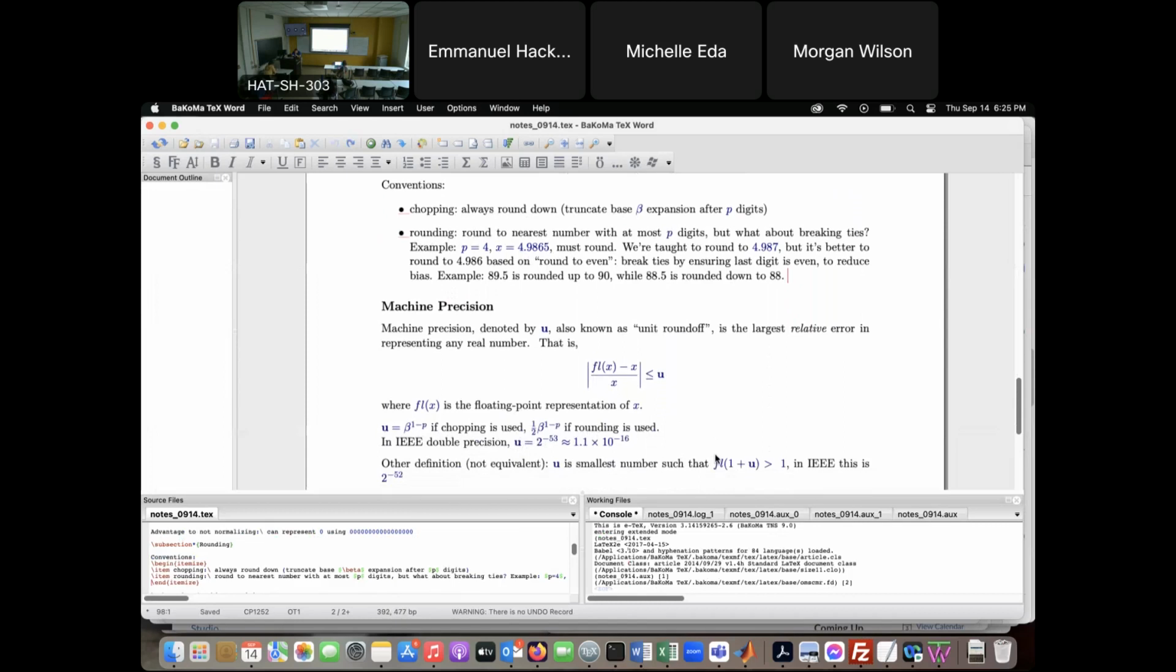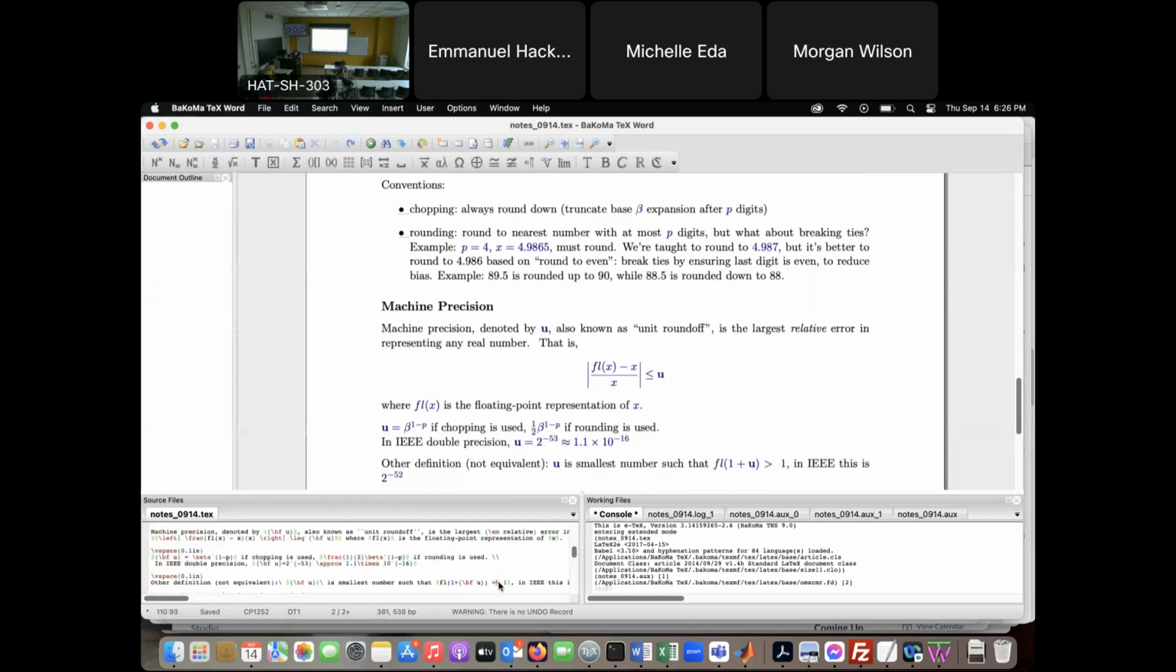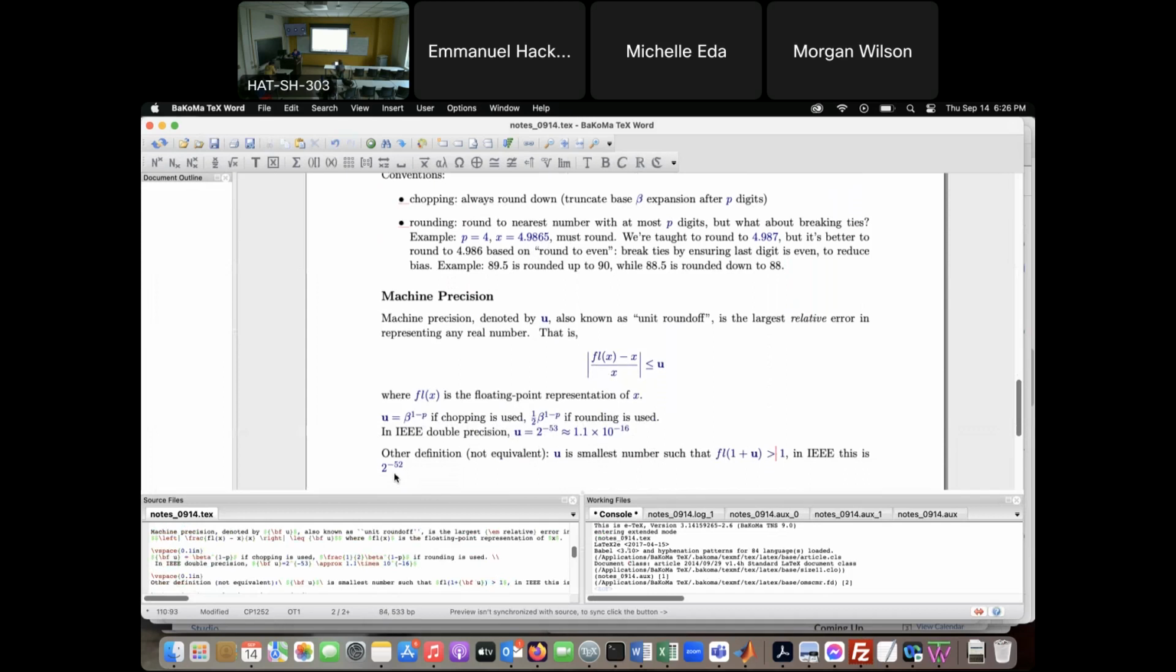Another definition that is actually not entirely equivalent to the previous one, but is often used: the smallest positive number that you can add to 1 and actually get something that's considered greater than 1 in the floating point system. So in IEEE, it's 2 to the minus 52. So it's slightly different than this notion of unit round off.